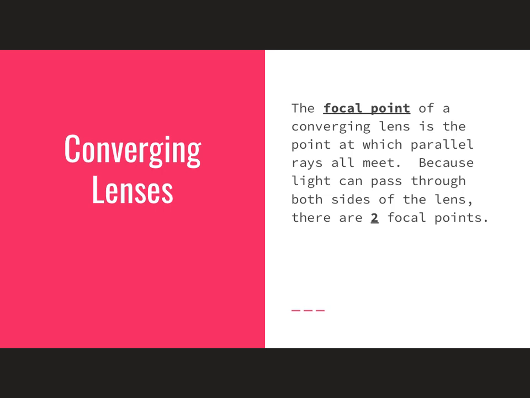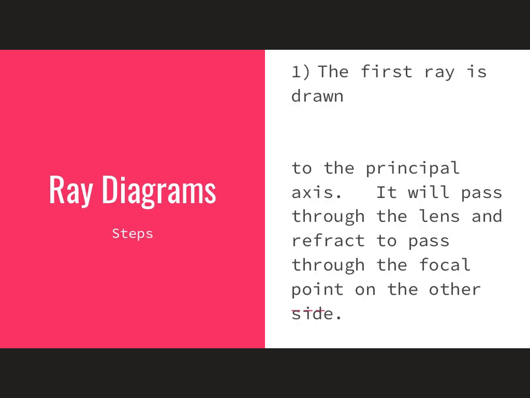Their job is to bring all the light to a focal point. So any incoming rays that are parallel will all meet at one spot called the focal point, and actually because it's a lens and the light can travel through it from either side, there's actually two focal points to a lens. So we're going to look at how to draw some ray diagrams now for these convex lenses.